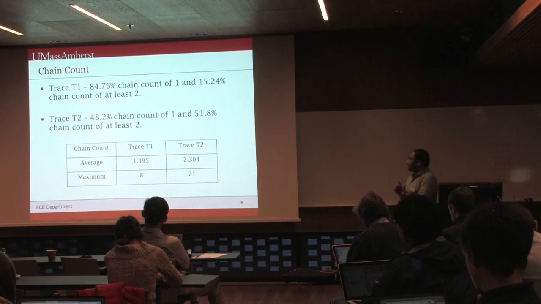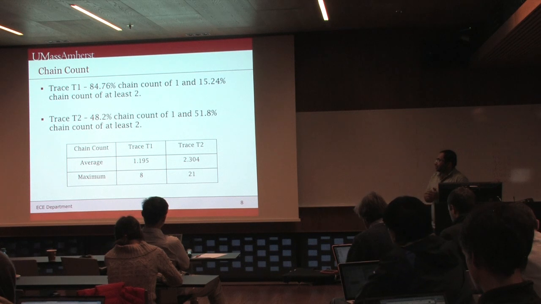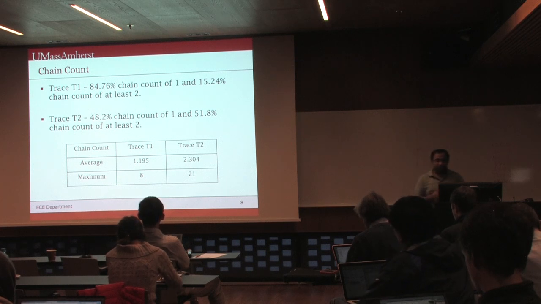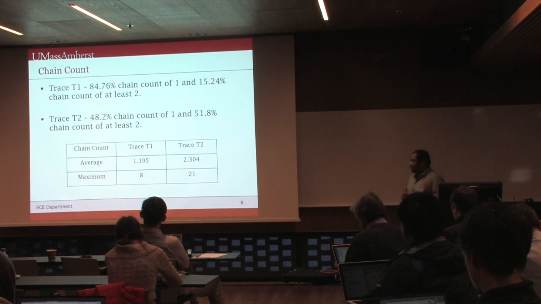From the chain count, we use the traces I showed earlier. For trace 1, the current trace from 2012, 85% of the time there's a chain count of 1. That means 85% of the time people select once from the related list, and 15% of the time they request more than once. The maximum chain count was 8 in trace 1. For trace 2, 48% of the time there was a chain count of 1, and 51% of the time a chain count of 2. There is a high percentage of chain counts of at least 2 in trace 2, and a maximum of 21.